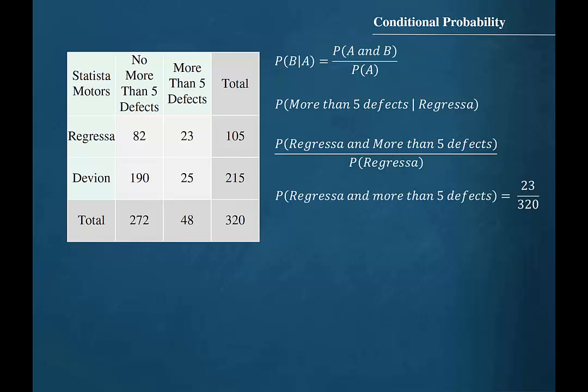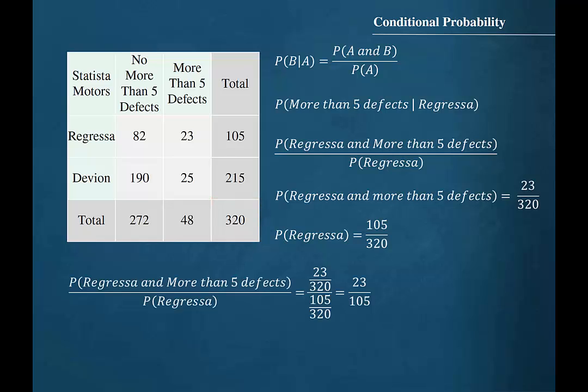From the table, we can see that the probability that a randomly selected vehicle would be a Regressa with more than 5 defects is 23 out of 320. Also from the table, we can see that the probability that a randomly selected vehicle is a Regressa is 105 out of 320. So carrying out the formula, we have 23 out of 320 divided by 105 out of 320. This gives us a probability of 23 out of 105.